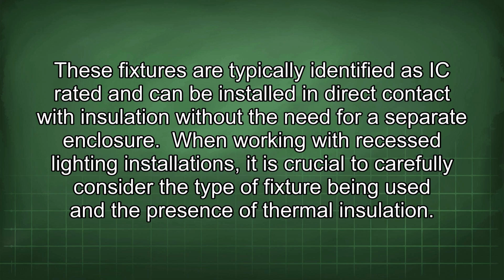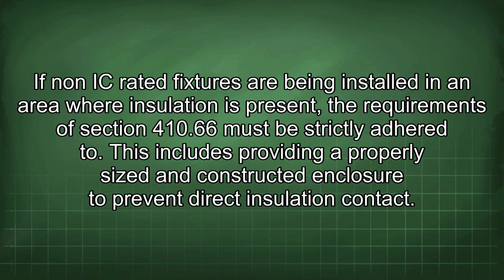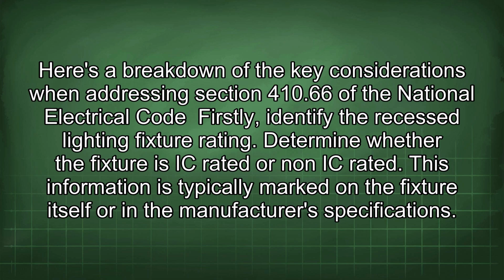When working with recessed lighting installations, it is crucial to carefully consider the type of fixture being used and the presence of thermal insulation. If non-IC rated fixtures are being installed in an area where insulation is present, the requirements of Section 410.66 must be strictly adhered to. This includes providing a properly sized and constructed enclosure to prevent direct insulation contact. Here's a breakdown of the key considerations when addressing Section 410.66 of the National Electrical Code.